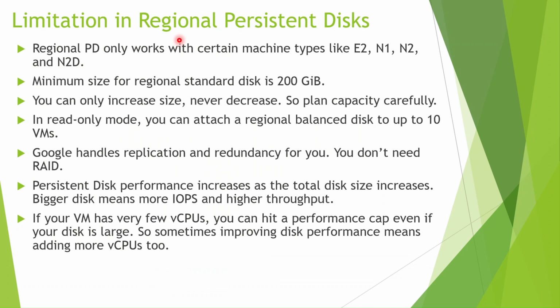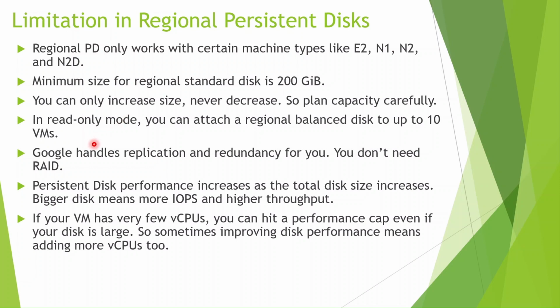Now let's see some limitations of regional persistent disk. Regional PD works only with certain machine types: you can use E2, N1, N2 and N2D. The maximum size for a regional standard disk is 200 GB, and we can only increase the disk size; you can never decrease it. So you have to plan capacity carefully. Don't do this: you have a 500 GB disk that is full, and you just make it 1 TB. That doesn't make sense. Go with something like 600 GB or 700 GB, because you cannot decrease the size, even if you have empty space or you're not using it. There is no option for that.